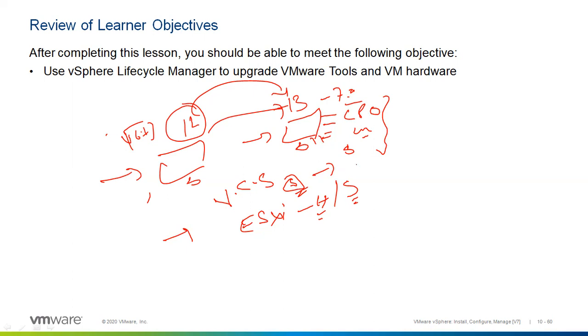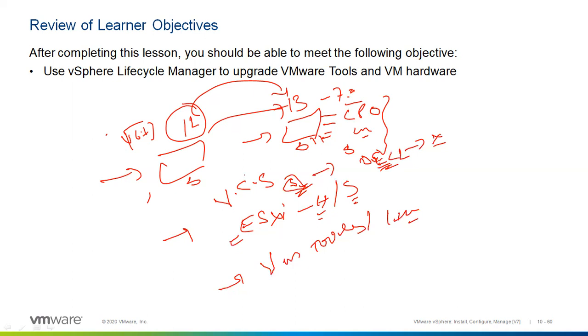Do we need to change anything on storage? Before upgrading ESXi, perform the patches and upgrades for your storage. Maybe it's Dell, HP, or whatever the storage provider is. If it is vSAN, then you don't need to worry about that, because vSAN is an inbuilt feature of ESXi. Then your virtual machine tools and hardware.